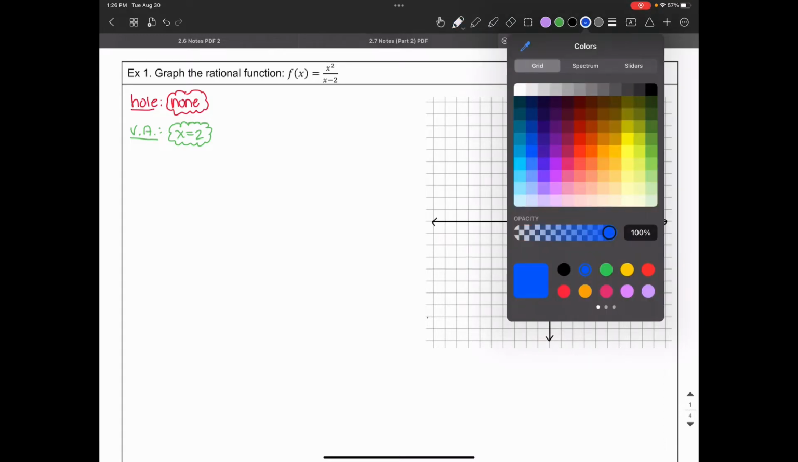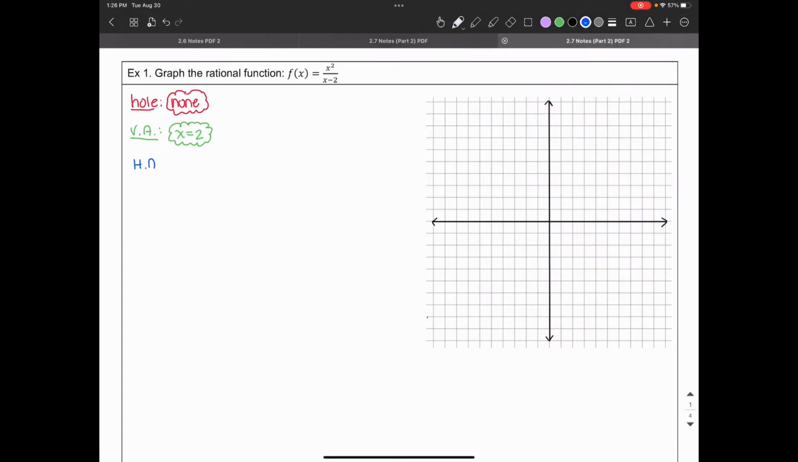Then the next thing I'm looking for is if I have a horizontal asymptote. So obviously we're talking about slant asymptotes, so we probably don't have a horizontal asymptote, but let's just check for kicks. I have x squared over x to the first power. Those are the highest powers in the numerator and denominator. I can see that n is greater than d, which is 2 is greater than 1, right?